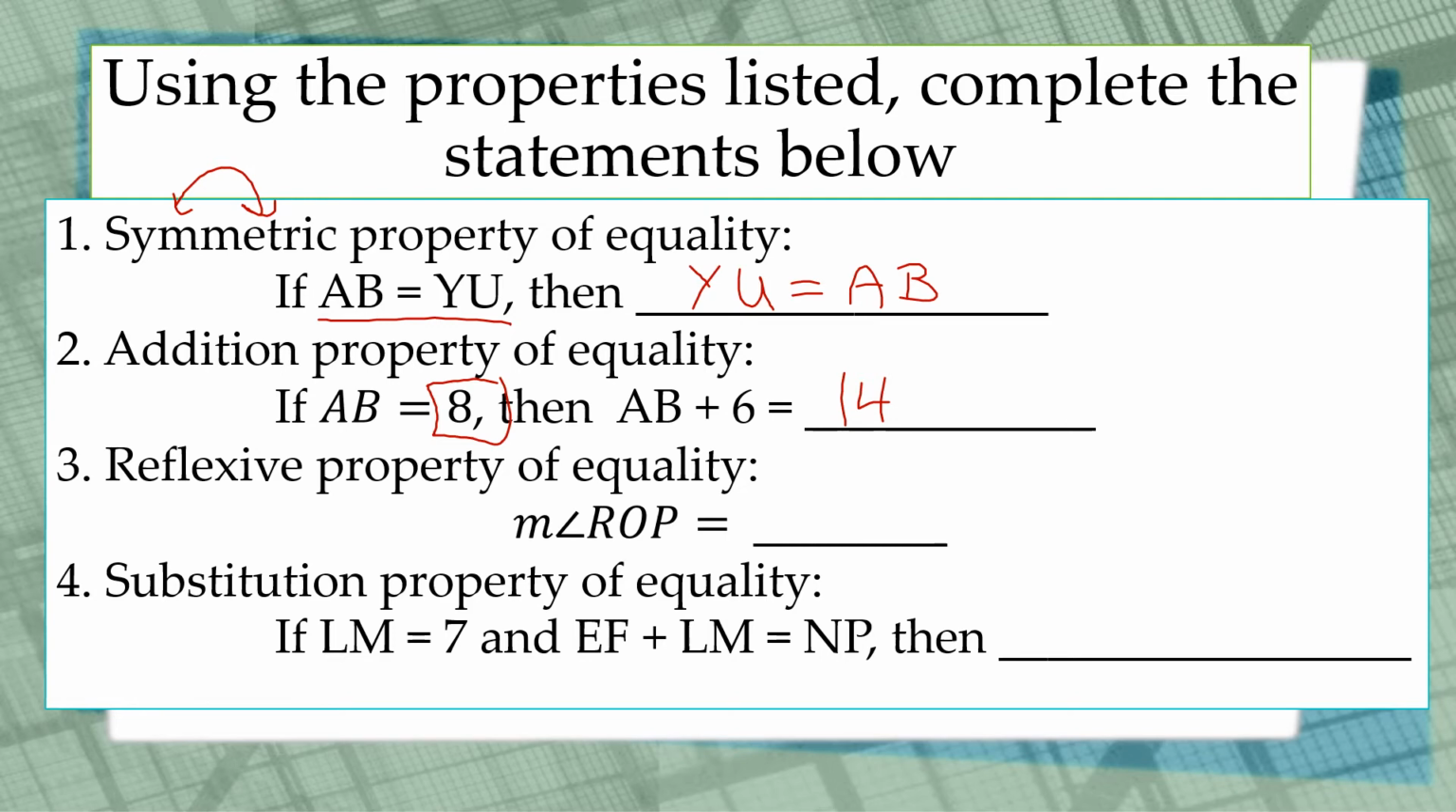Reflexive property, remember, again, reflexive, reflection. So looking in a mirror, so it would be the measure of angle ROP. You just rewrite it.